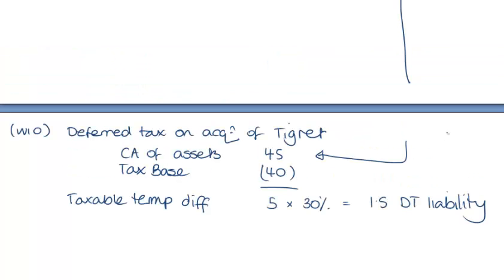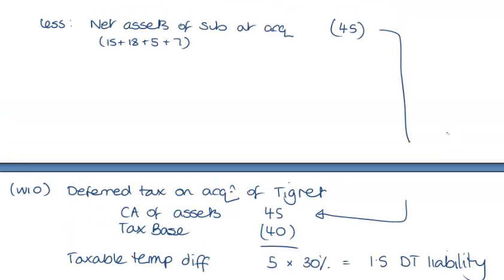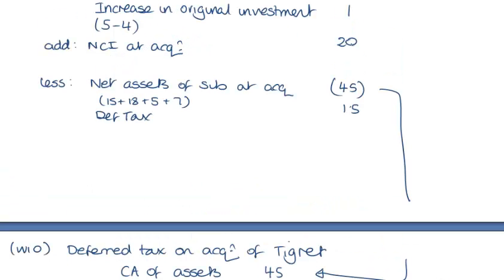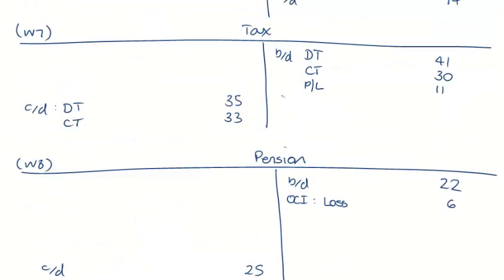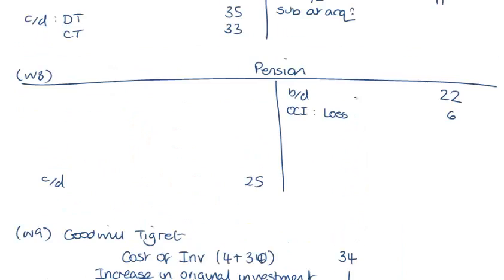What am I going to do with that? Well, it's going to go into my goodwill calculation. So actually, it's going to reduce the net assets by 1.5, isn't it? So net assets are actually now going to be 43.5. And it's arisen in respect of the acquisition of the subsidiary, so therefore it's going to increase our overall tax liabilities. So I'm now going to go up to my tax account, subsidiary and acquisition. That's come from working number 10.